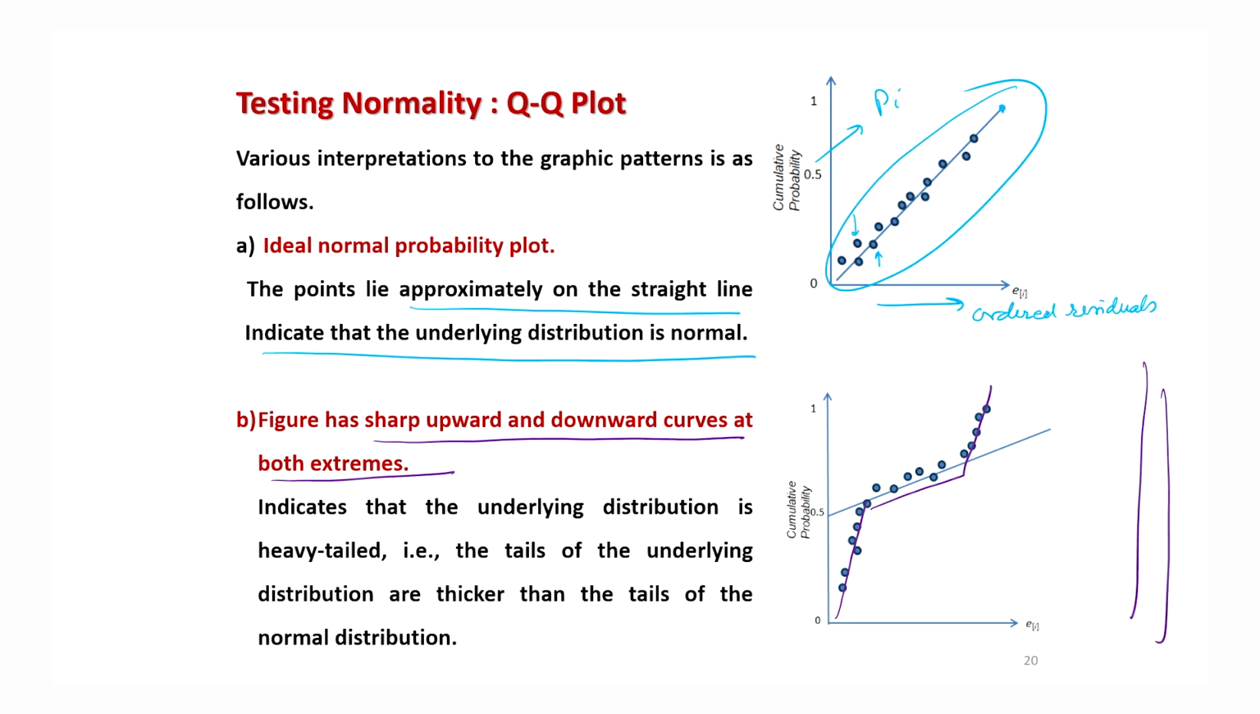So this indicates that the underlying distribution from where the observations are coming is heavy tailed. That is, the tails of the underlying distribution are thicker than the tails of the normal distribution, right?